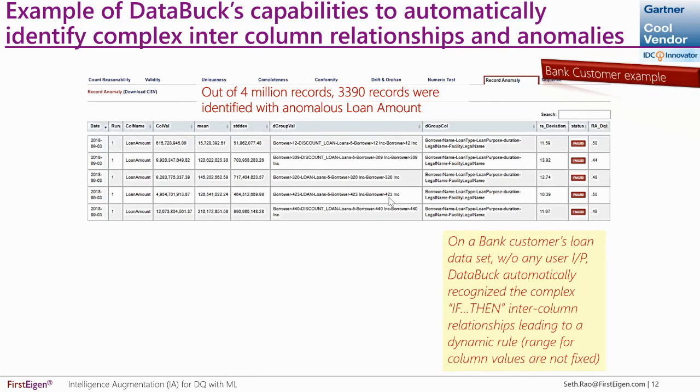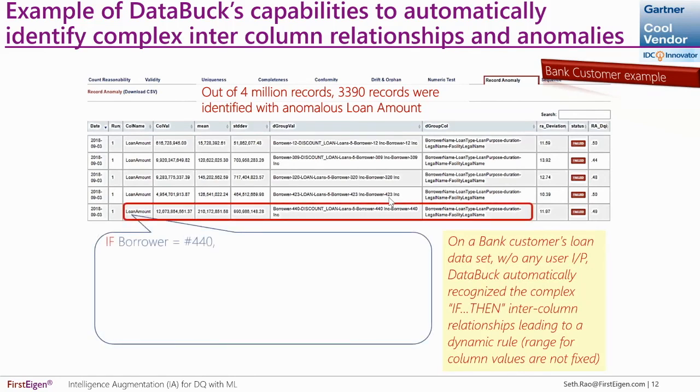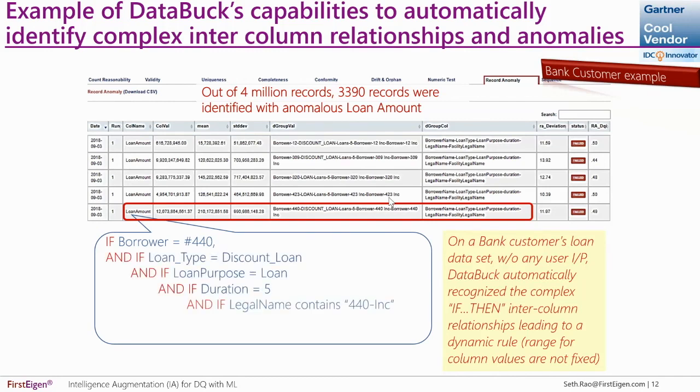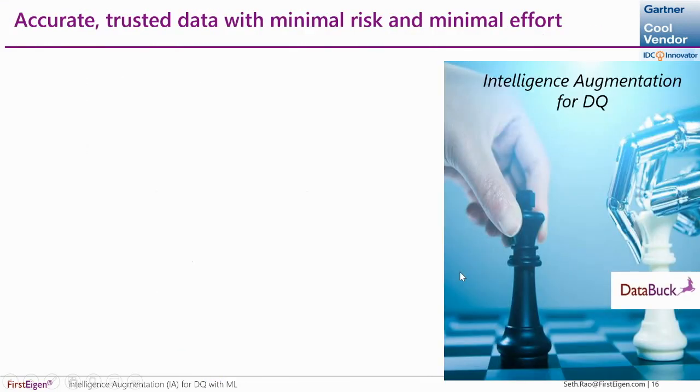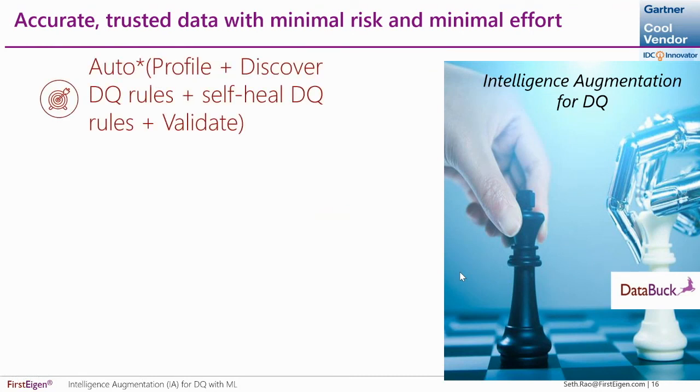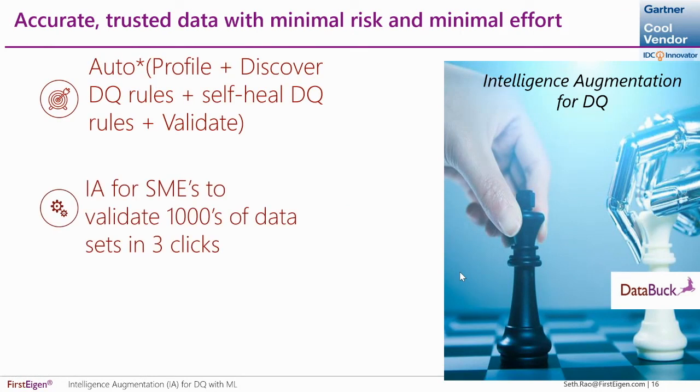Here is an example from financial data where DataBuck auto-discovered an intricate 7-column rule and used it to flag an anomalous record. DataBuck is the most advanced intelligence augmentation software that can auto-profile, auto-discover, self-heal data quality rules, and validate the data. SMEs can validate thousands of data sets in just 3 clicks.